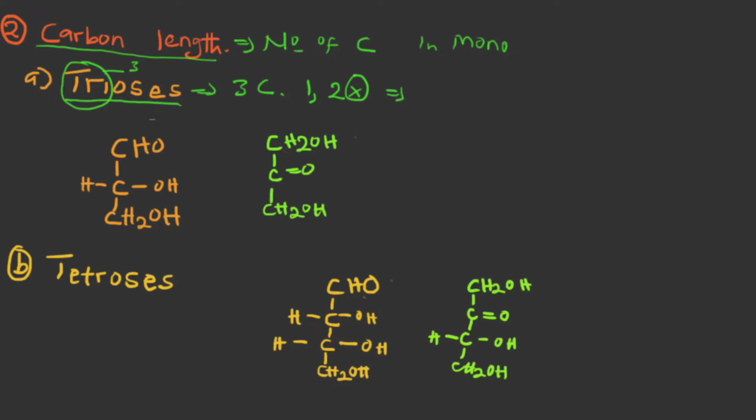Example of trioses are number 1, this compound you are seeing, and this compound is called glyceraldehyde. Okay, so there's something really interesting. Let's take a look at this structure. You see, this one has 1 carbon, second carbon, third carbon, right? That means it has only 3 carbons.